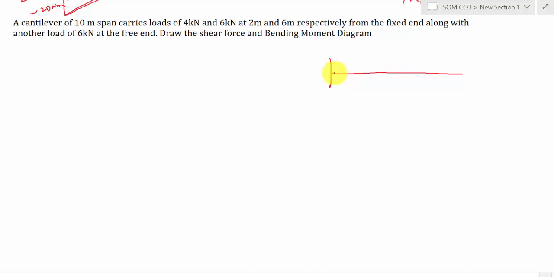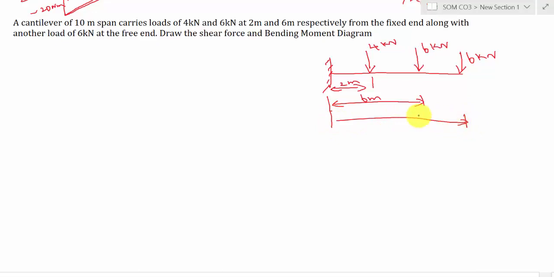This is my cantilever beam. It carries forces of 4 kilonewton, then 6 kilonewton at 2 meter and 6 meter respectively from the fixed end. So the distance here is 2 meter and here it is 6 meter. Along with another load of 6 kilonewton acting at the free end, and the length of the beam is given as 10 meter.